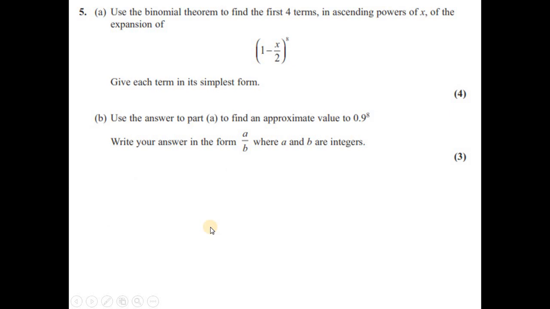Part B. Use the answer to part A to find an approximate value of 0.9 to the power 8. Write your answer in the form of A by B, where A and B are integers.